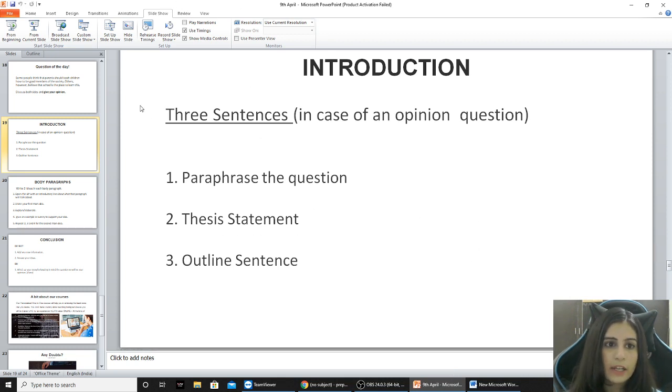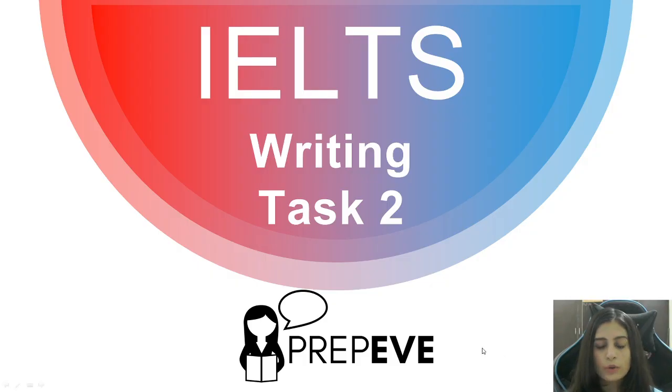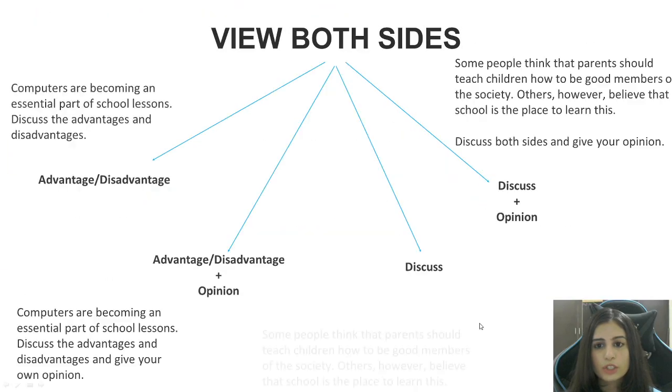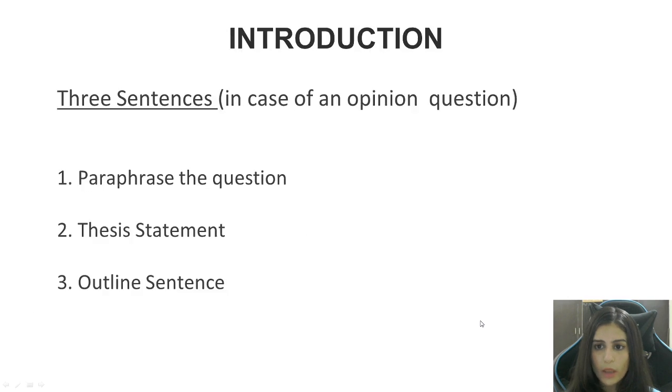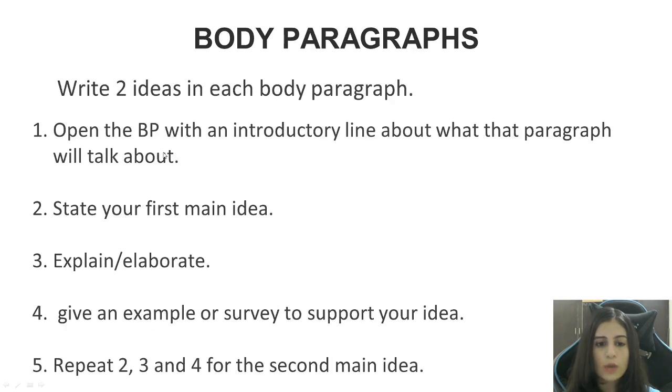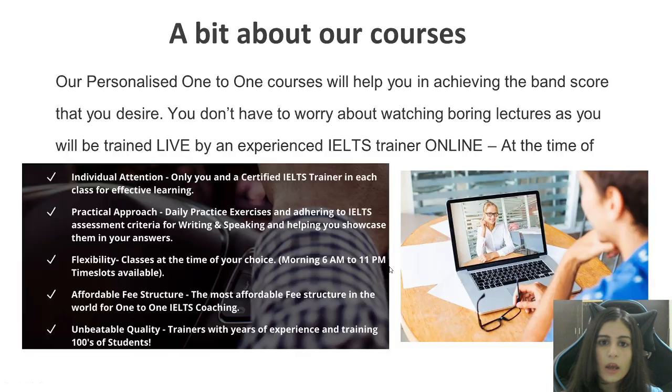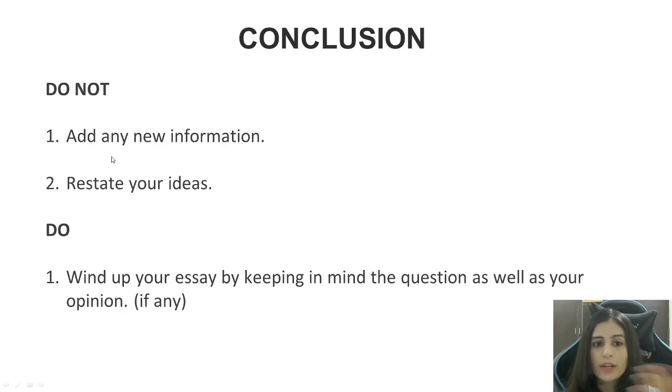So this is yet again a quick recap of how you have to write your introduction, your body paragraphs and your conclusion. In the introduction: paraphrase, thesis statement, outline sentence. In the body paragraphs, you have to write your first idea, elaborate it, give an example, and repeat it. So kind of memorize this slide. And then in your conclusion, yet again, you do not have to add any new information, and do not restate any of your ideas. All you have to do is wind up your essay by keeping in mind the question as well as the opinion.